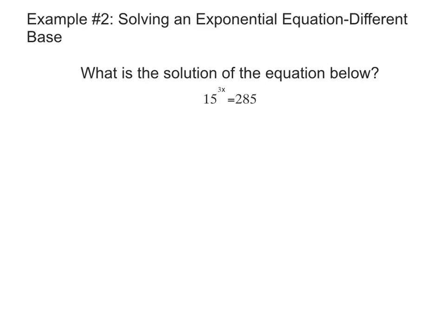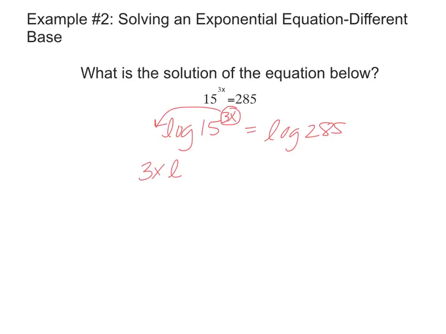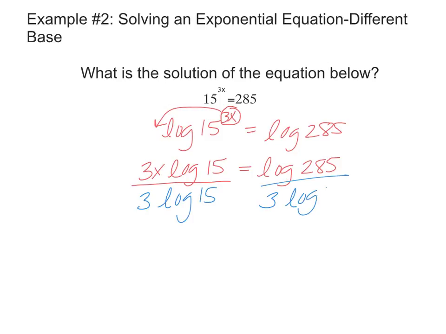So what we would do is raise both sides to log base 10, or in other words, just log. So we would say log 15 to the 3x equals log 285. Moving past that, we then need to take this exponent and move it to the front. So this becomes 3x log 15 equals log of 285. Finally, to solve for x, we would need to divide by 3 log 15.